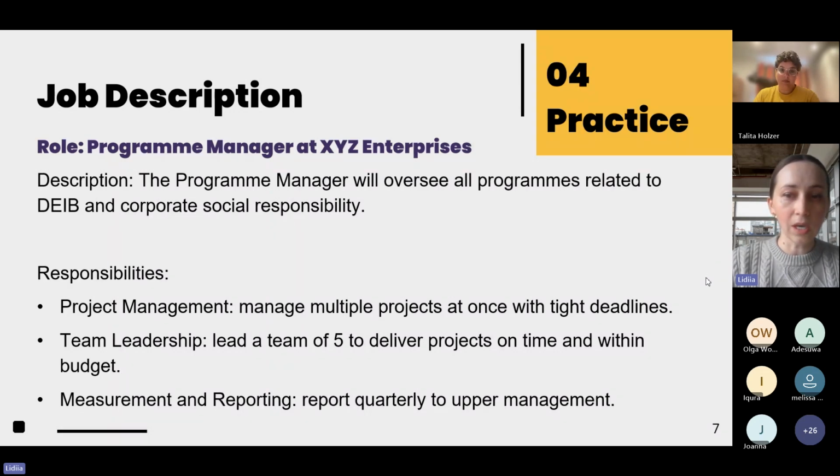to upper management. So let's discuss the beginning of the interview when you need to introduce yourself. You don't have to use the STAR method here, but you should spend a minute or two talking about your key achievements that are relevant for the role. So let's start our role play.